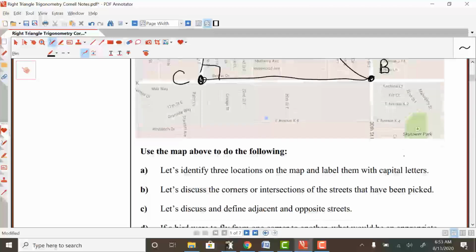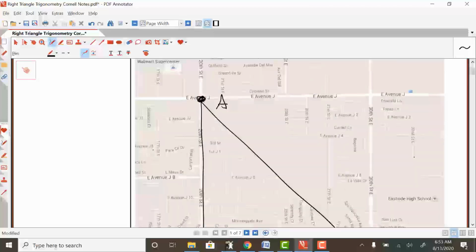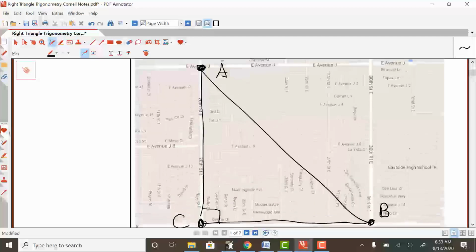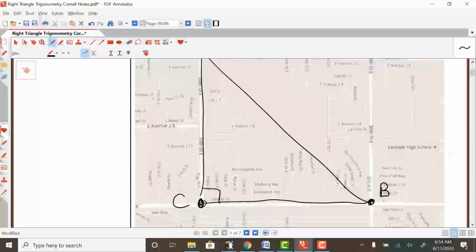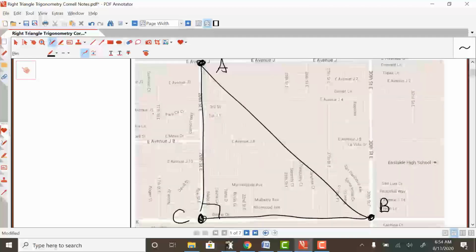Let's discuss the corners or intersections of the streets that we have picked. As far as we're concerned, A is where 20th and J meet. B is where K and 30th meet. C is where 20th and K meet. However, if we actually walk the path that the triangle lays out, from A to C, we would be walking an actual street. From C to B, we would be walking a street. But from B to A, or from A to B, we'd be walking a desert in some parts.